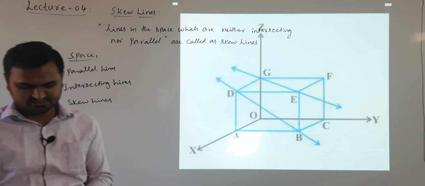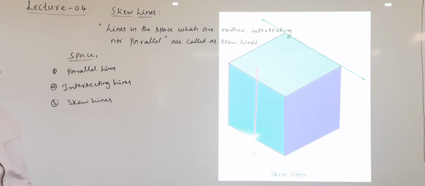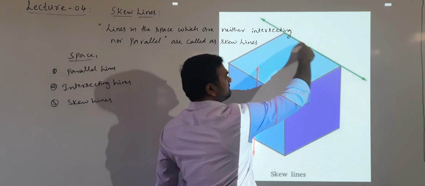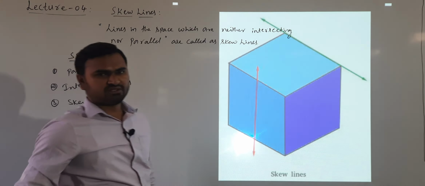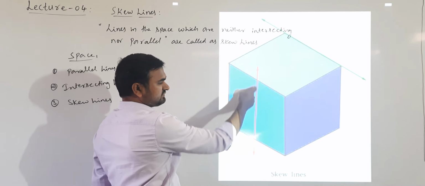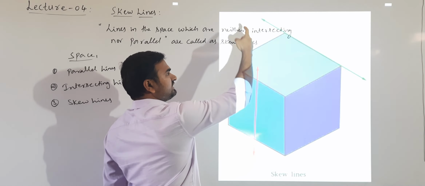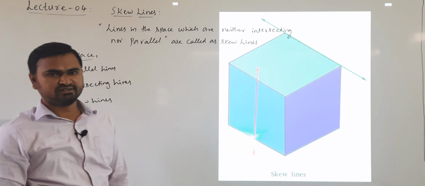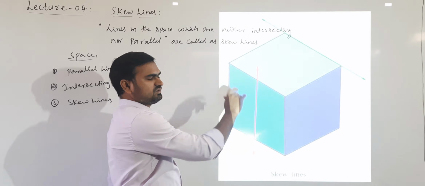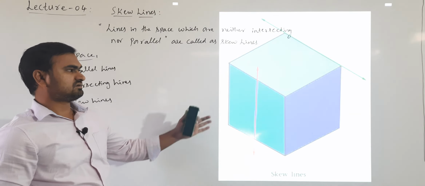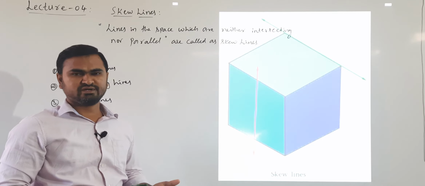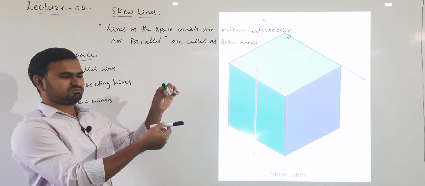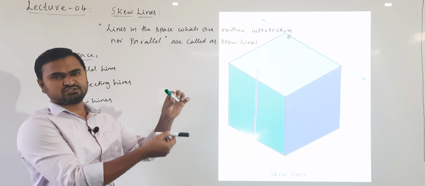Next, another example. So, this is a space we are considering. Now, one line I am taking here, this green marked line. Another line we are taking like this, the red marked line. This will be extended up to infinity and this will be extended up to infinity. So, are they intersecting? They are not intersecting. Are they parallel? They are not parallel also. So, these lines are called skew lines. You can imagine, we can consider two lines like this. So, these two lines are forming skew lines.